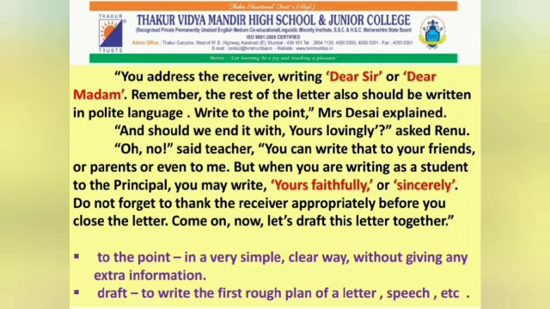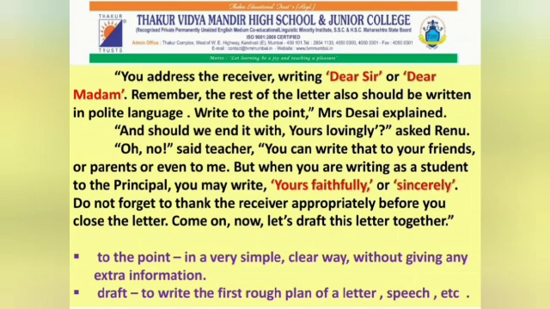And should we end it with yours lovingly? Asked Renu. Here, Renu asks Mrs. Desai whether they should end the letter with yours lovingly. Oh no, said the teacher. You can write that to your friends or parents or even to me. But when you are writing as a student to the principal, you may write yours faithfully or sincerely. Do not forget to thank the receiver appropriately before you close the letter. Come on, now let's draft this letter together.